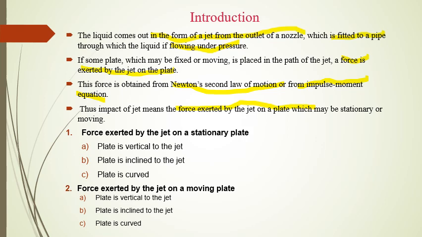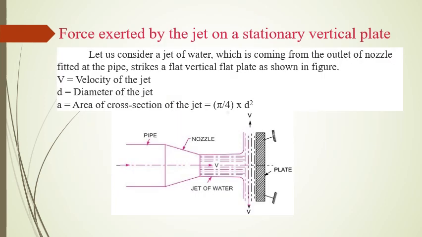Here are the two cases of force exerted by the jet. The first case is force exerted by the jet on a stationary plate. Here are three conditions: the plate is vertical to the jet, the plate is inclined to the jet, and the plate is curved. And the other case is force exerted by the jet on a moving plate. Here also there are three conditions: the plate is vertical to the jet, the plate is inclined to the jet, and the plate is curved.